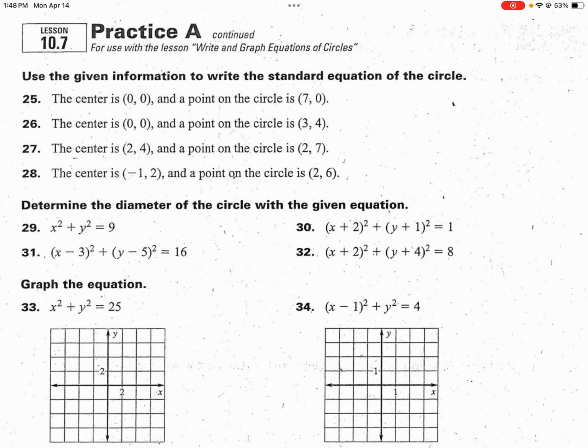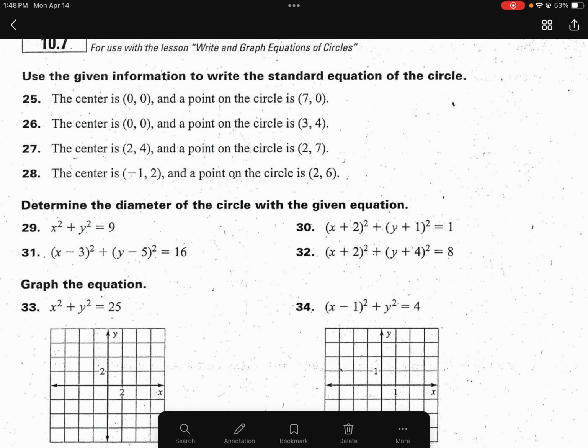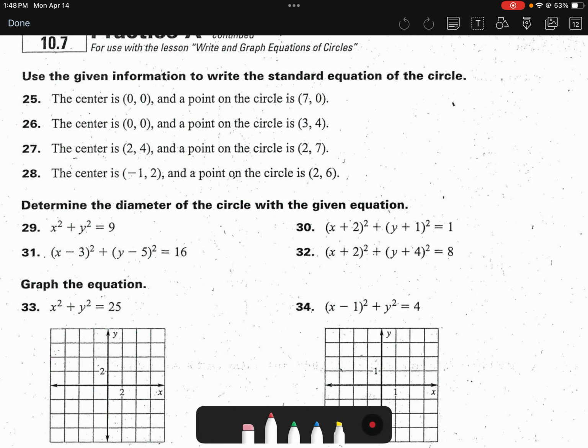This is practice A for section 10.7. We're going to look at the back of practice A. Use the given information to write the standard equation of a circle. Let's say the center is at 0, 0, and the point on the circle is at 7, 0.